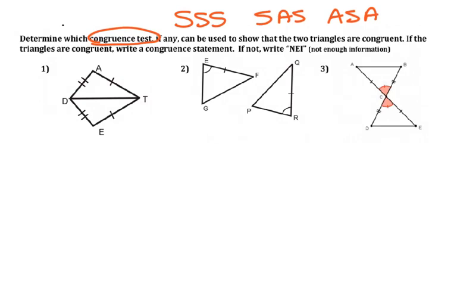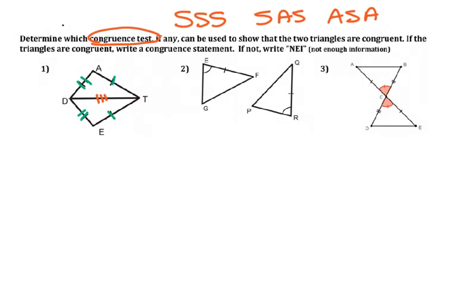So looking at number one, we see that AD is congruent to DE. We see that AT is congruent to ET. That's only two sides though. So the question is, do we have an angle or do we have a side? Now, one thing you cannot do is say, well, these two look like they're the same. That's not good enough. What we can say, however, is that DT is the same as itself, and that's actually called the reflexive property. We'll talk about that a little bit more later.